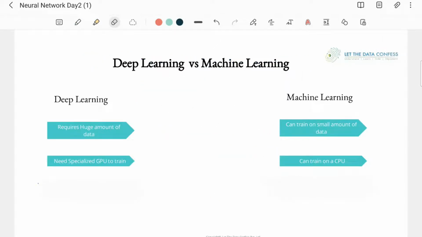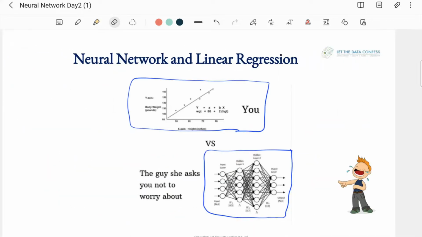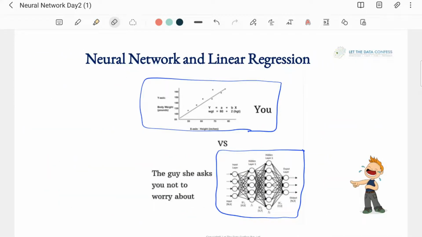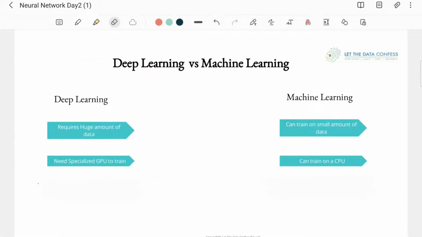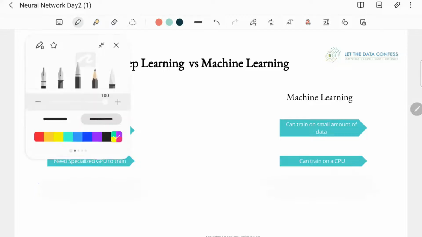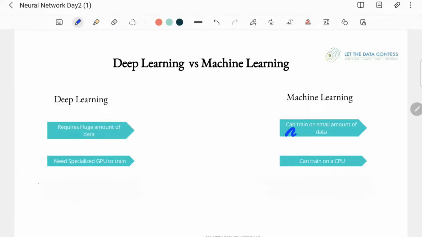Now let's discuss the technical differences between deep learning and machine learning. As we have seen in the basic differences between linear regression and the neural network, deep learning is very complex and powerful. And when it's complex and powerful, it requires a huge amount of data to train the complete network so that it can predict accurately. When you talk about machine learning, it can work with a lesser amount of data. It's not necessary that I need lots of data.